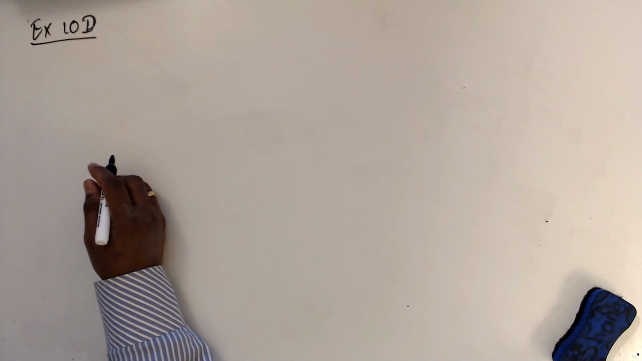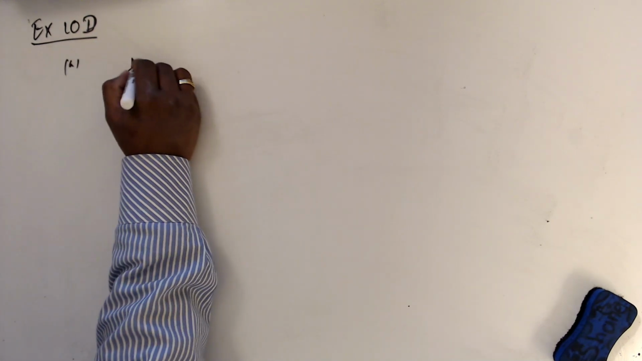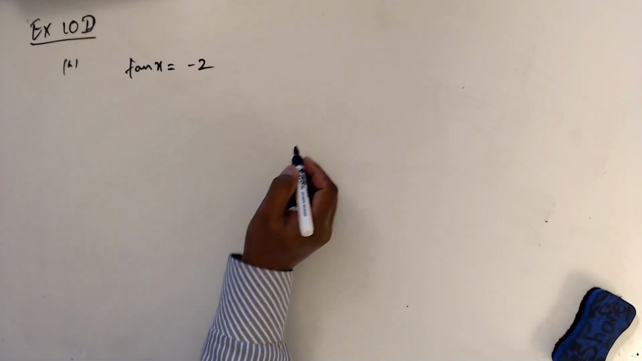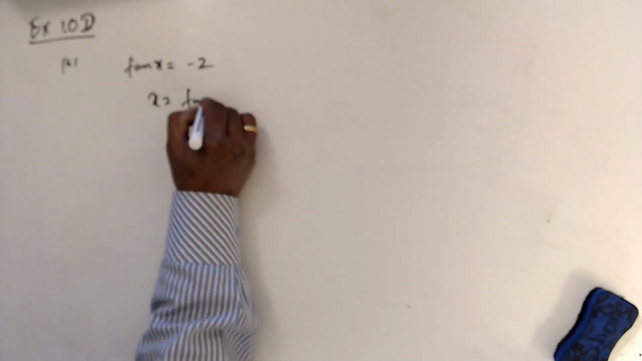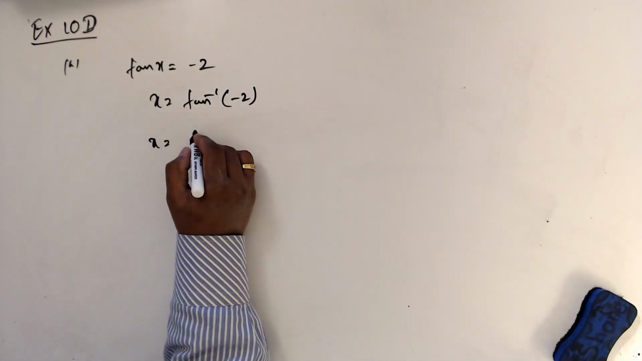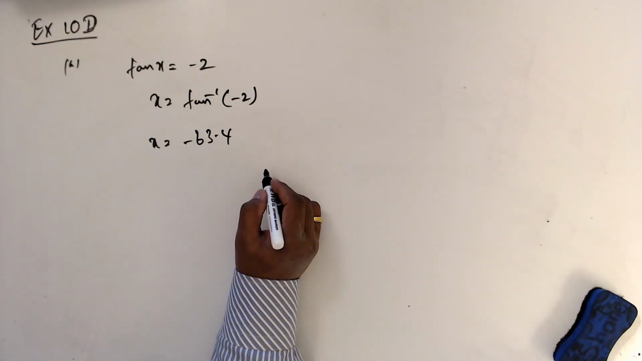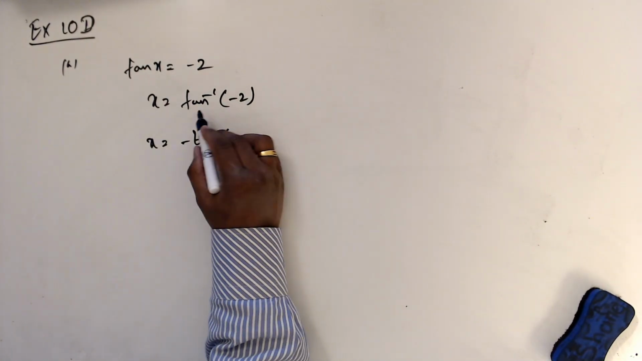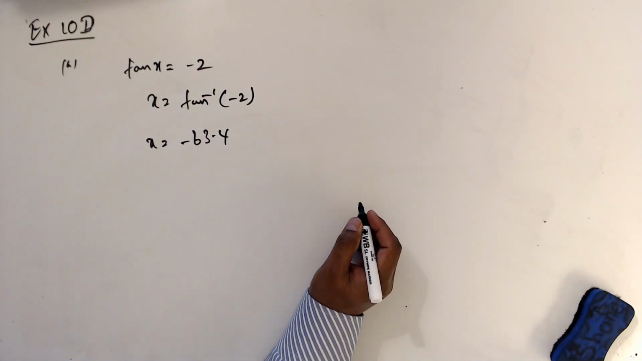We'll start exercise 10D. We want to solve in part A tan x equal minus 2, then x equal tan inverse minus 2, then we will get x equal minus 63.4. So to get this one, shift tan minus 2, minus 63.4 you will get from the calculator.